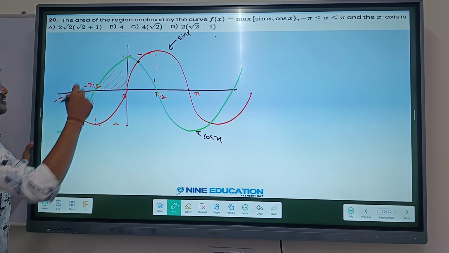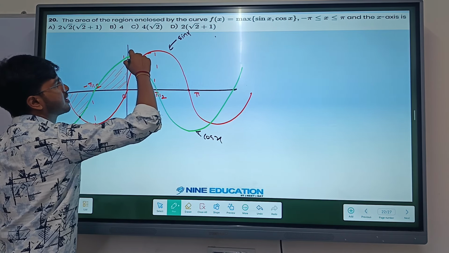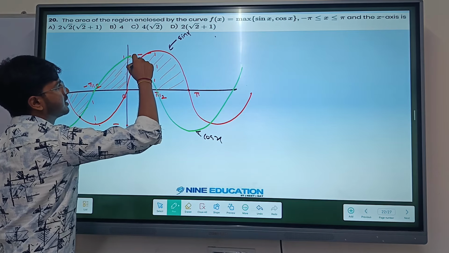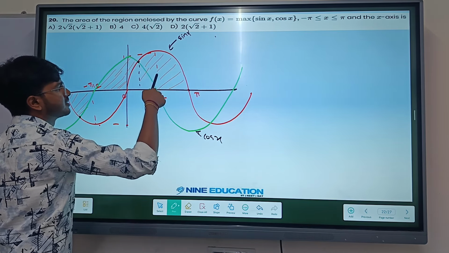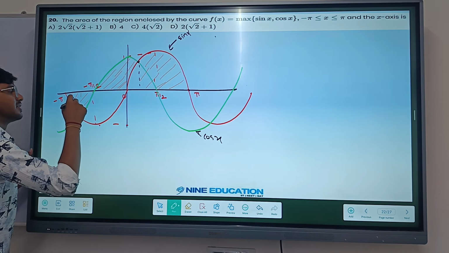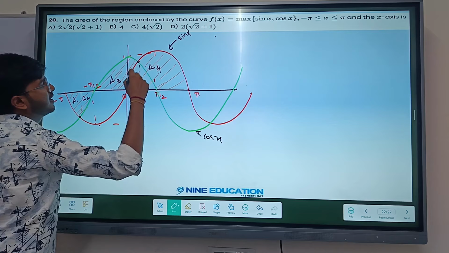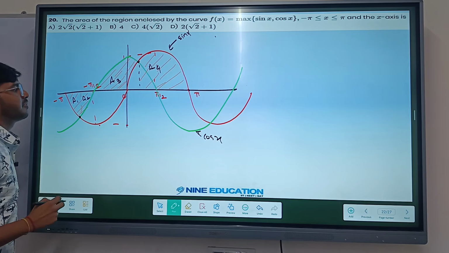Area of the bigger curve. Here the bigger curve is still this, and after here the bigger curve is over like this. From here the bigger curve will be this. So I can divide the regions into some parts: this will be region A1, A2, this is region A3, this is region A4. So let's first find the points of intersection.